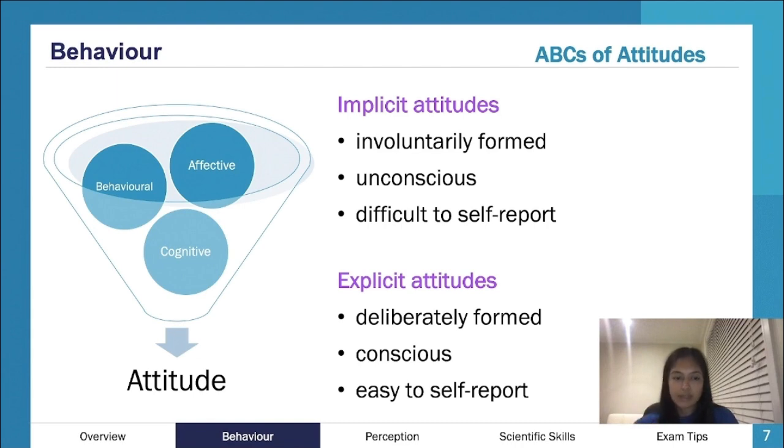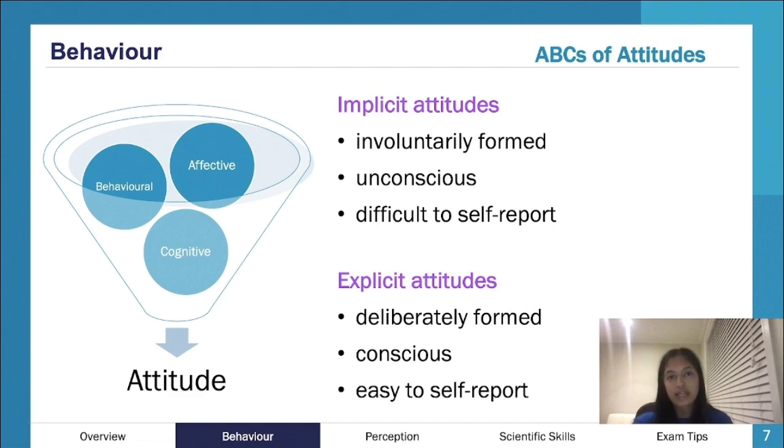bit more deliberate. Your implicit attitudes are involuntarily formed and difficult to self-report. You can't even really comprehend the attitude, if that makes sense. That's why it's implicit. Whereas with explicit attitudes, maybe I hate, I don't know, peanut butter or something like that, you're very aware of them, and that's different to implicit attitudes. Implicit attitudes might be something a little bit more serious than my opinions on food or something like that.